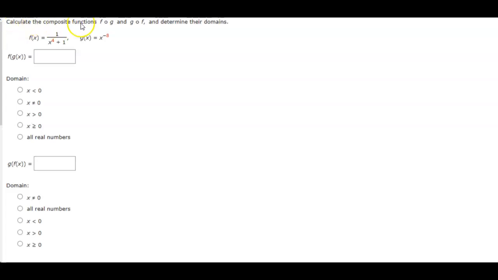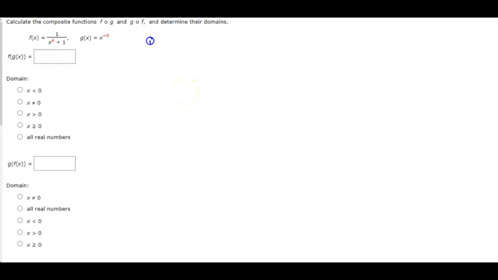Okay, here we want to calculate the composite functions f composite g and g composite f, and then determine their domains. f of x is equal to 1 over x to the fourth plus 1, and g of x is equal to x to the negative 8.